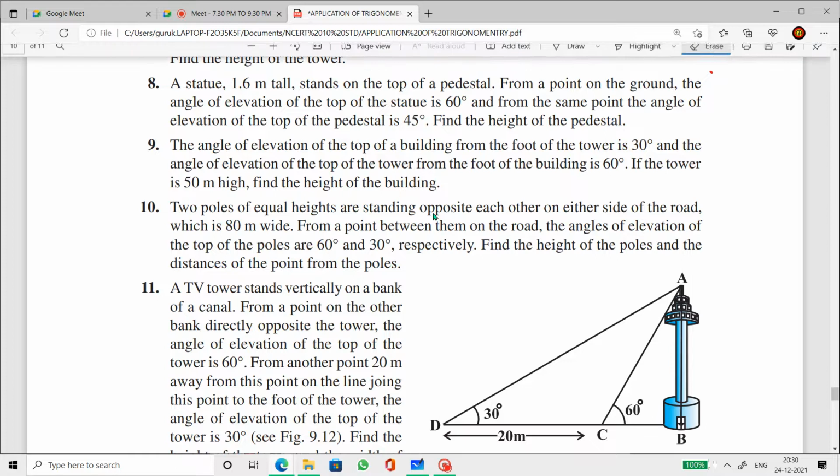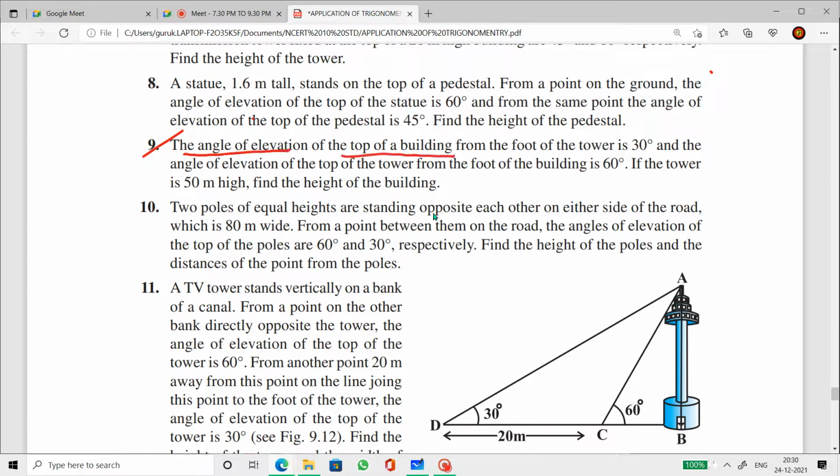Question number 9. We finished 8 and we are going to do the 9th one now. The angle of elevation of the top of the building from the foot of the tower is 30 degrees. And the angle of elevation of the top of the tower from the foot of the building is 60 degrees. As I told you in the beginning, the taller the object is, the bigger the angle would be. So when you see the top of the tower from the foot of the building, the angle is 60 degrees, and when you see the top of the building from the foot of the tower, the angle is 30 degrees. Therefore, the tower is taller than the building.